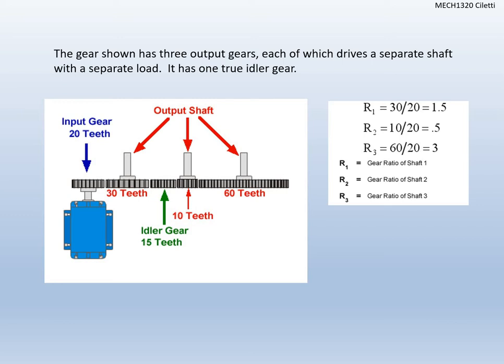When we have multiple gears attached to multiple shafts, each gear in here is driving a separate shaft that has a separate load on it, and each one has an idler gear associated with it. But I can take a look at the three different output shafts. I have 30/20. That's one of the output shafts, over the input. So it's always output over input. That ratio is 1.5. I have my middle shaft, which is 10/20, which is 0.5. And I have my last shaft, which is 60/20.